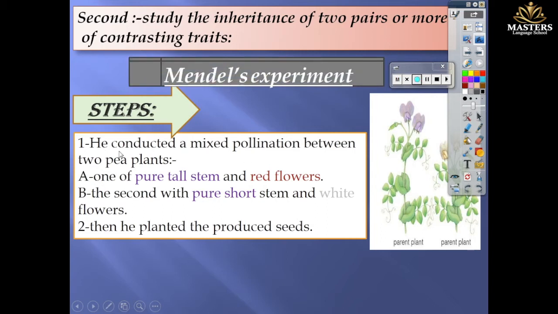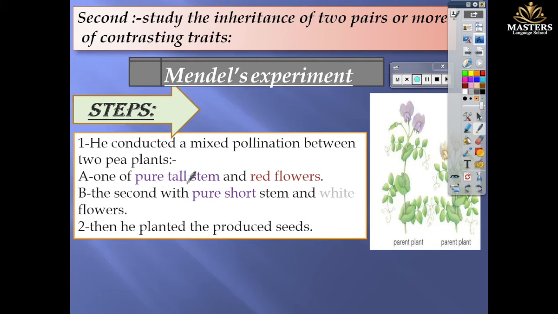Number one, he conducted a mixed pollination between two pea plants. One of pure tall stem and red flower. As we said, we will study two traits. Pure tall stem and red flower, first one. Second pea plant with pure short stem and white flower. Okay? Who can tell me how I can write the symbol of tall stem and red flower?